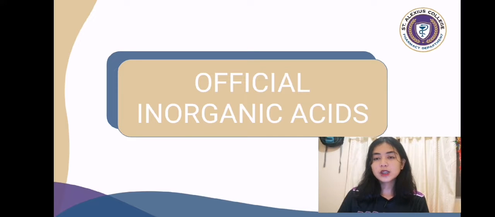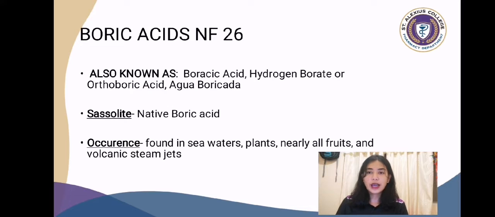And now I will discuss one of the major subjects of pharmaceutical aids and necessities, which are the acids and the bases. Acids and bases are used for the conversion of a drug to a chemical form or the salt form convenient to their product formulation. So we will discuss first the official inorganic acids, starting with boric acid, NF26 or National Formulary 26. It is also known as boracic acid, hydrogen borate or orthoboric acid, and agua boricada.